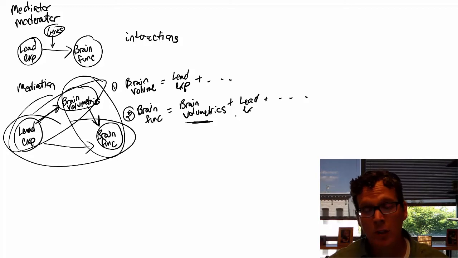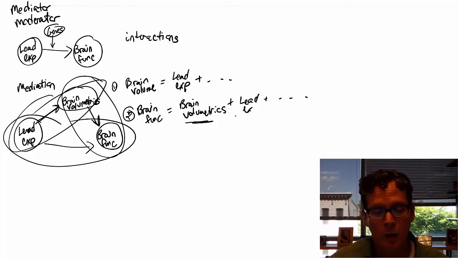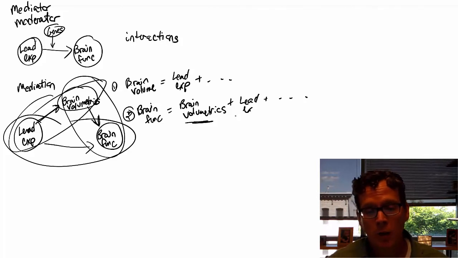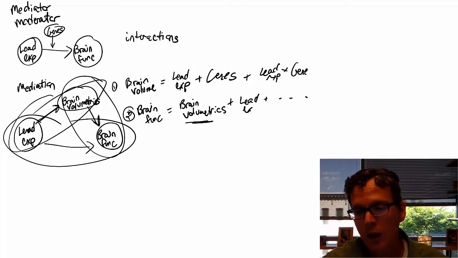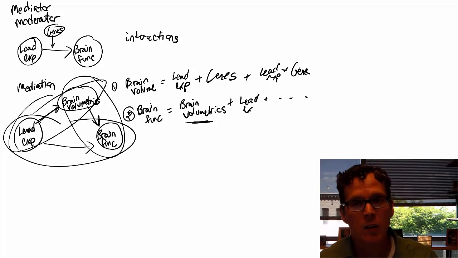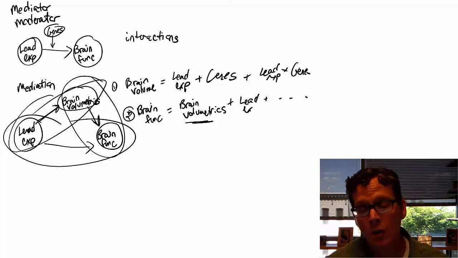It's interesting that our two models here are not exclusive. For example, we could think the change in brain volume is the part that's actually moderated by the genes. If we wanted to investigate that, we could have lead exposure plus genes plus lead exposure times genes, to put an interaction in there to investigate the nature of how the moderation is occurring.